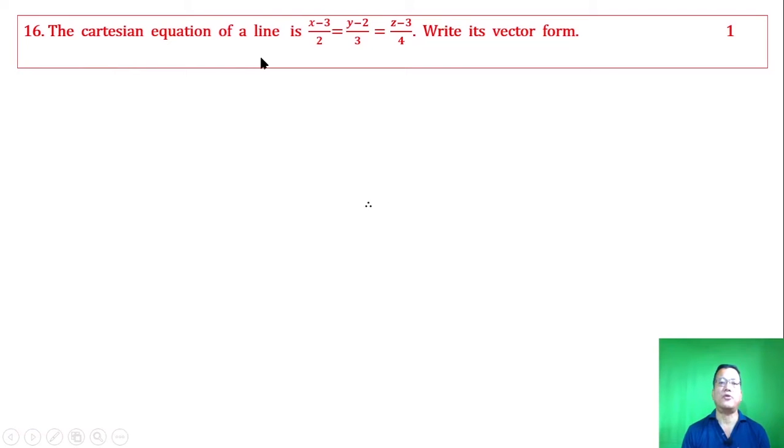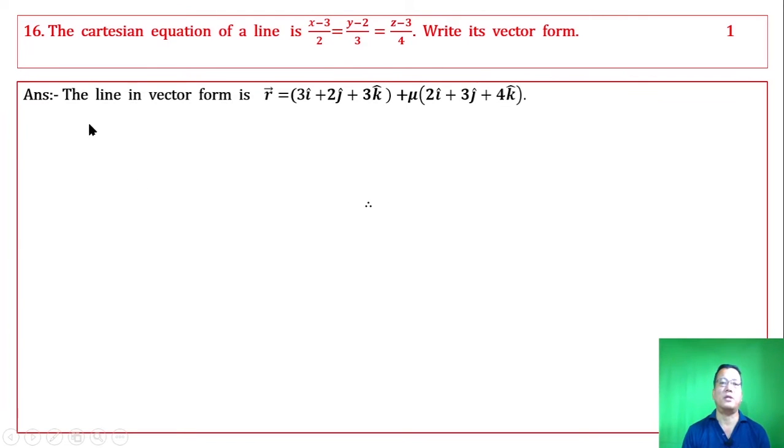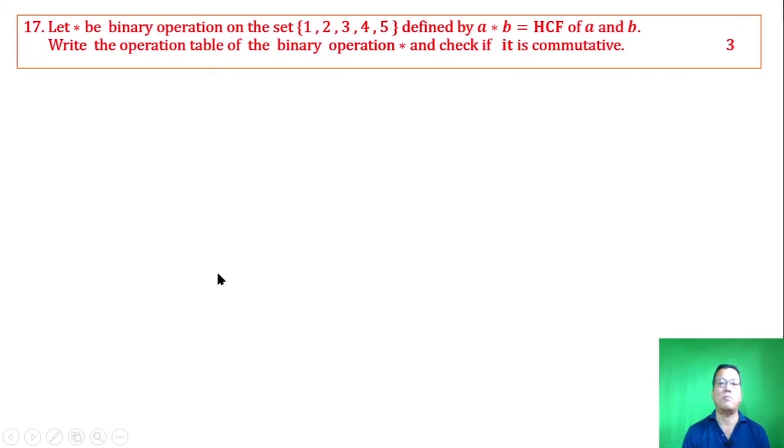The Cartesian equation of this line, write in vector form. The line passes through the point (3, 2, 3) and is parallel to the direction ratios 2, 3, 4. The line in vector form is r vector equal to (3, 2, 3) plus lambda times the direction ratios, which is the required answer.